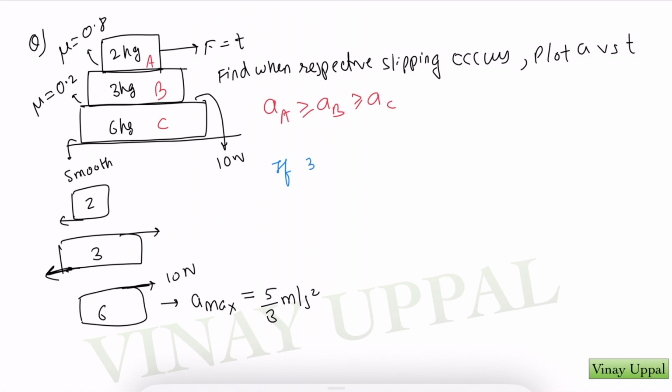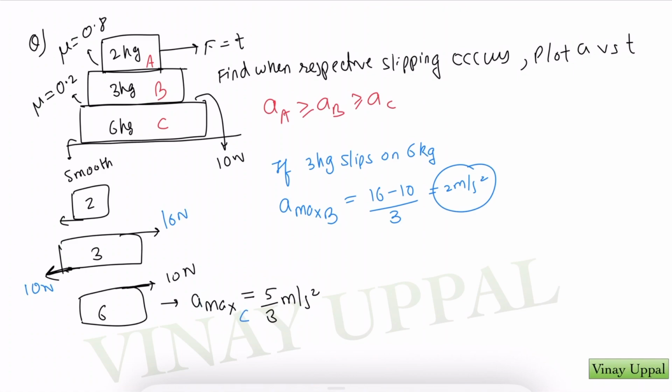Now if the 3 kg slips on the 6 kg, we have to check if that is possible. So if the 3 kg slips on the 6 kg, what's the maximum acceleration of the 3 kg? So what's the maximum friction on the top surface of the 3 kg? 0.8 friction coefficient multiplied by 20 newtons. So that will be 16 newtons. And of course, 10 newton force will be acting on the lower surface of the 3 kg. So the maximum possible acceleration of the 3 kg block B is going to be 16 minus 10 divided by 3. This is going to be 2 meters per second squared. So now you should see that this 2 meters per second squared is greater than 5 by 3. So the inequality is being satisfied.